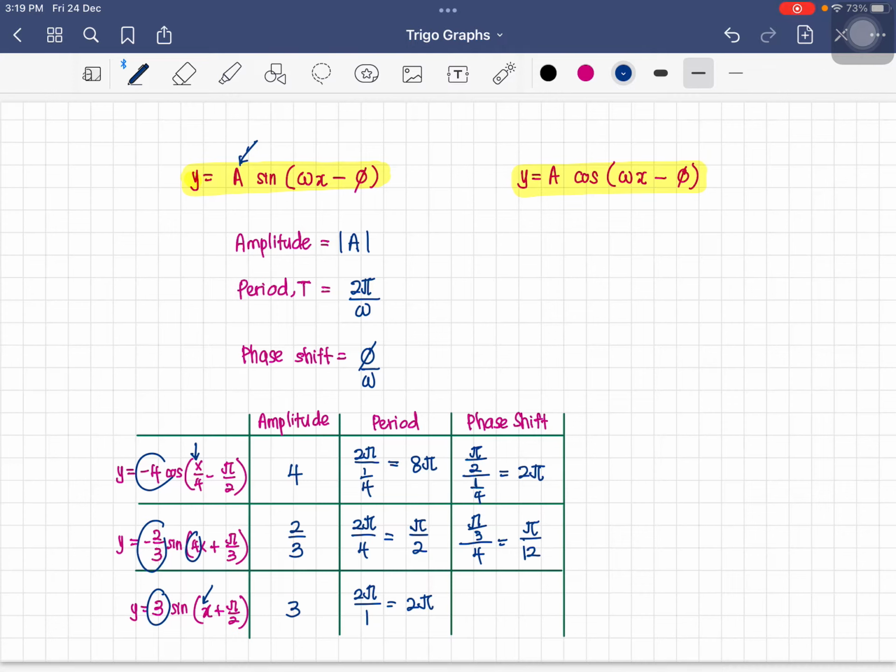And then your phase shift should be given by 2 pi over 2 divided by 1, because the omega is 1, so you get pi over 2. So this is basically amplitude, period, and phase shift. So what does it represent? We'll look at it later.